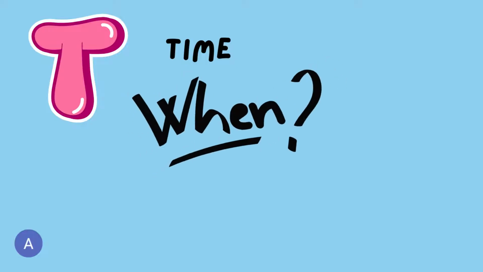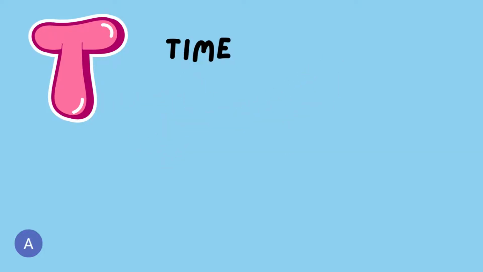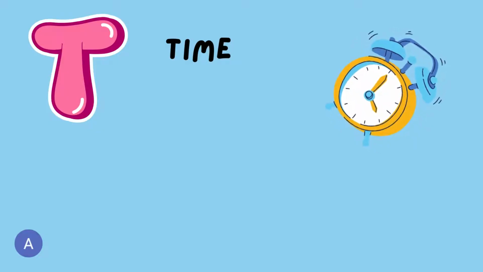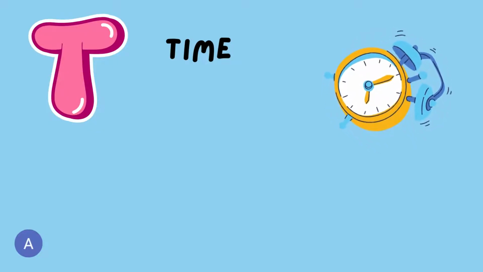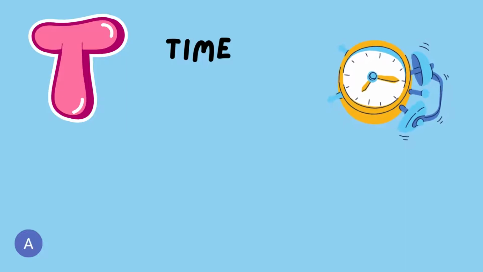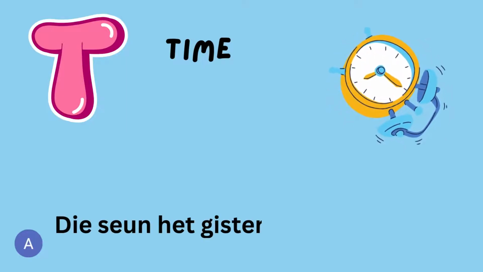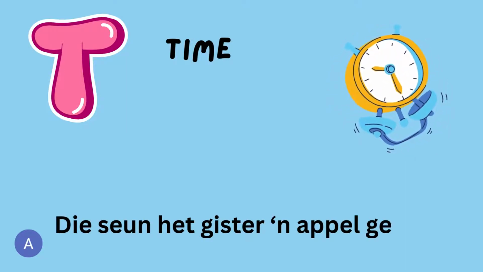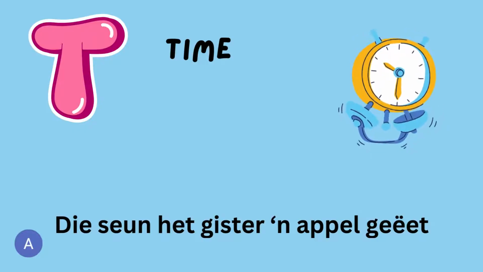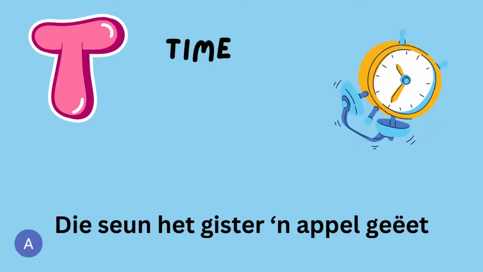Next, we have T, which stands for time. Time tells us when the action happens. It usually comes after the subject in Afrikaans. For example, "Die seun het gister 'n appel geëet." Now we know when the boy was eating an apple. Yesterday.